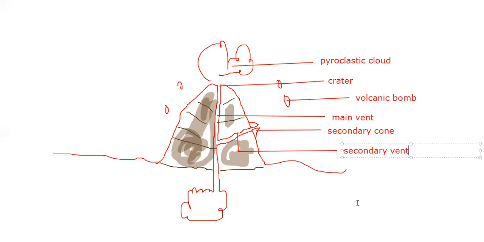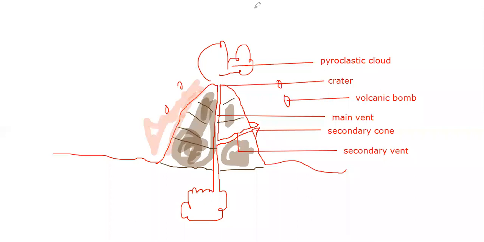And sometimes you would have the lava flow right here. So this would be the lava flow. And sometimes you'd have pyroclastic flow, like the different rocks and stuff. Now, these are basically the parts of a volcano, the components of a volcano.